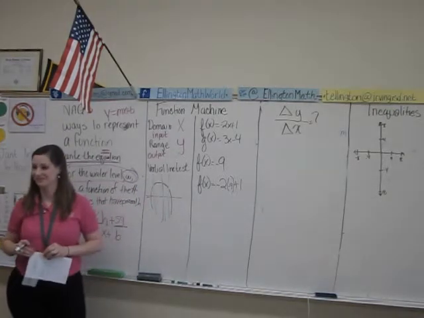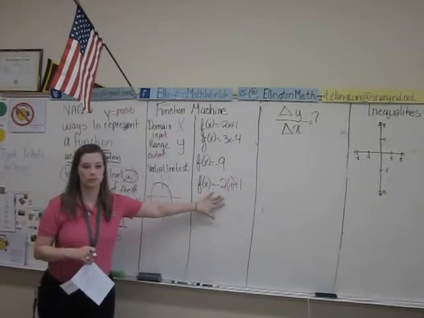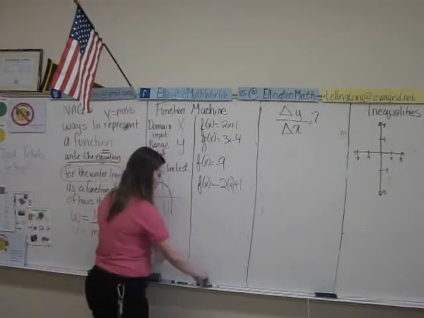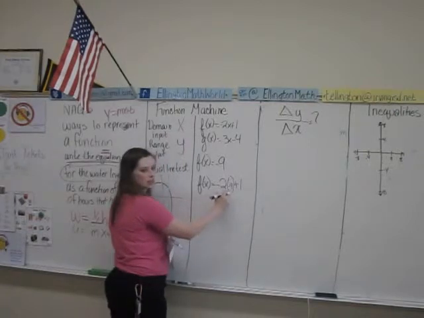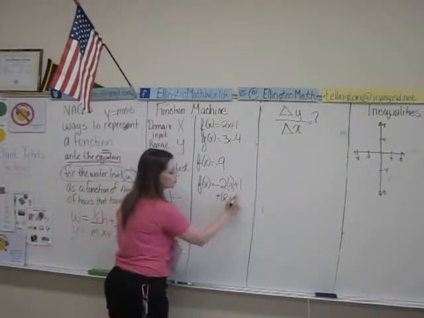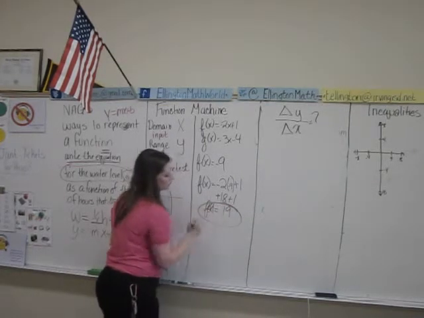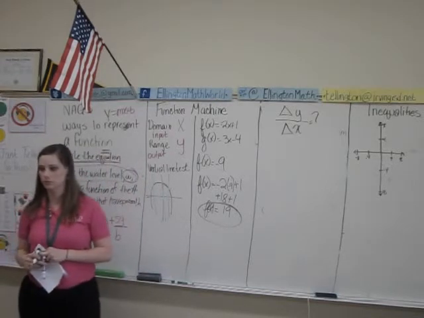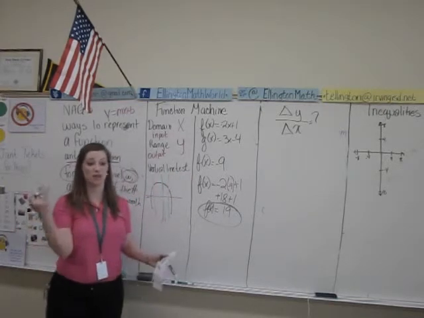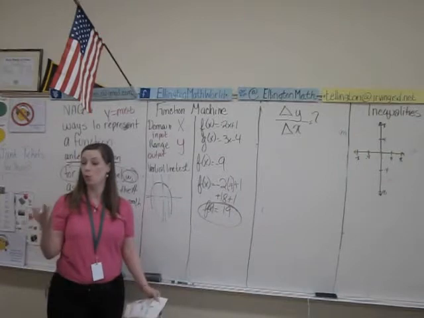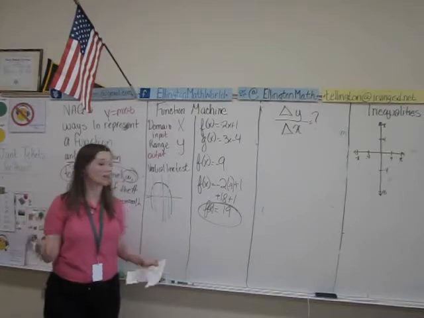Okay? Does that make sense? Then you solve it. F of x is going to equal negative 2 times negative 9. You get positive, because negative times a negative equals a positive. 18 plus 1. 18 plus 1 is 19. That's all it's asking you to do. It's the same thing as saying what is y equal, because f of x is the same thing as y. Y is f of x. F of x is y. They're the same thing. Okay?